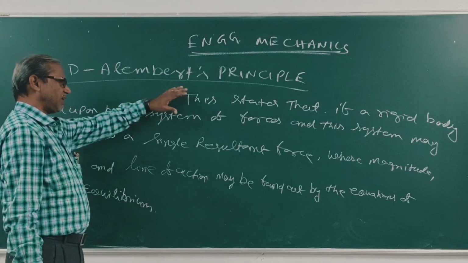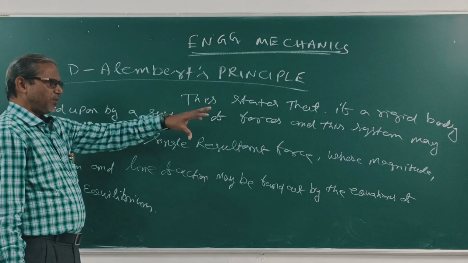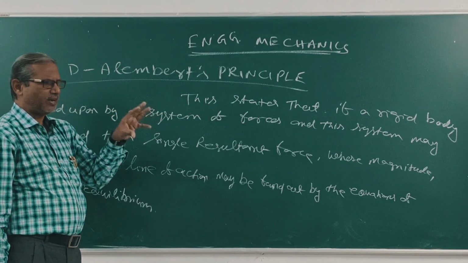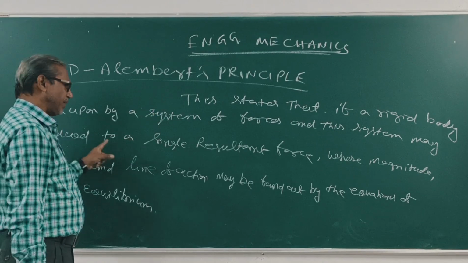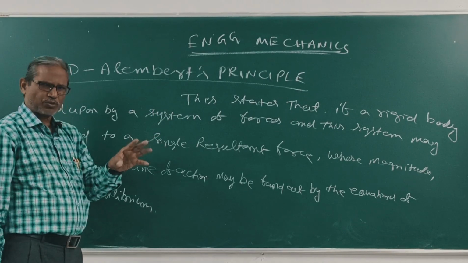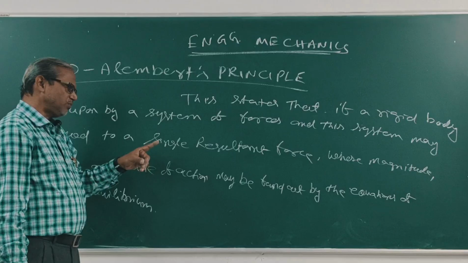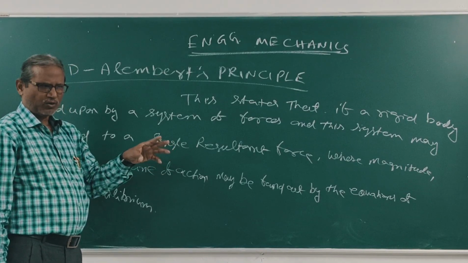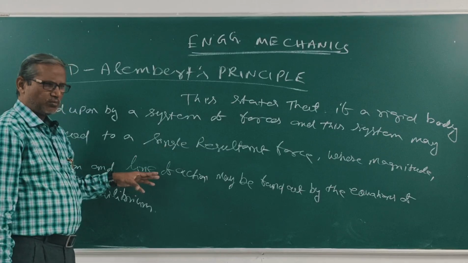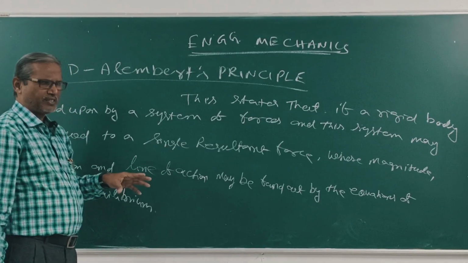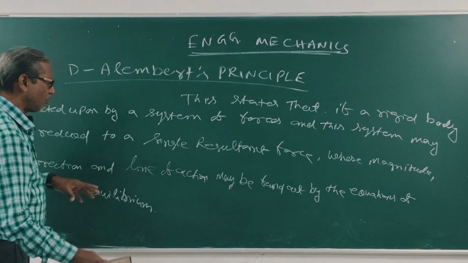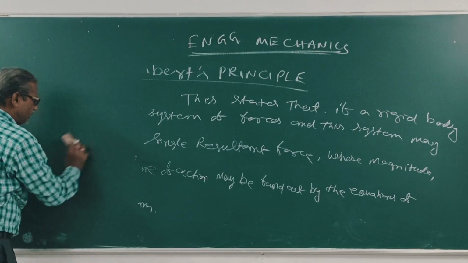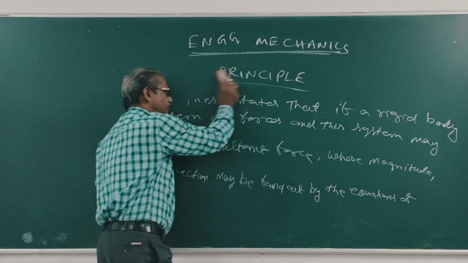The principle states that if a rigid body is acted upon by a system of forces and the system may be reduced to a single resultant force whose magnitude, direction and line of action may be found out by the equations of dynamic equilibrium or graphic statics. Then now I will tell you what the equations are.